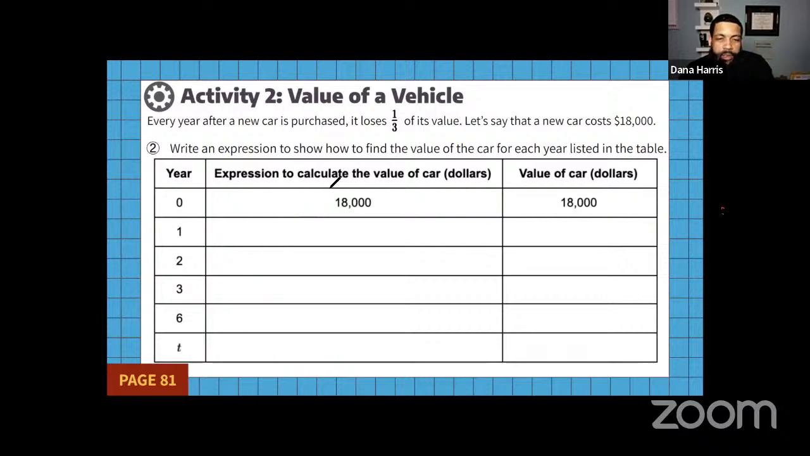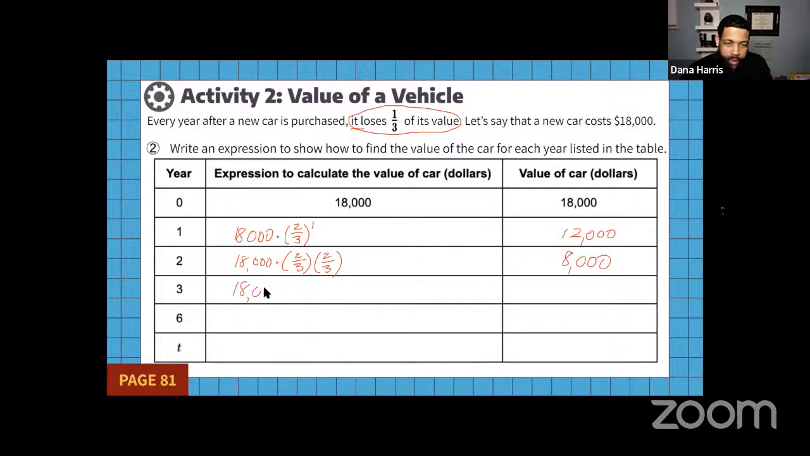Write an expression to calculate the value of the car in dollars. So we have 18,000, and then we multiply that by 2/3 to the 1 power. It loses 1/3 of its value every year, so 2/3 remains. The multiplier is going to be 2/3 because it's losing that 1/3. In this case, it gives you 12,000. And then here we have 18,000 times 2/3 times 2/3 again, or we could write that to the second power, which gives us 8,000.